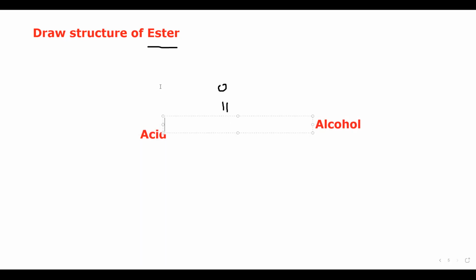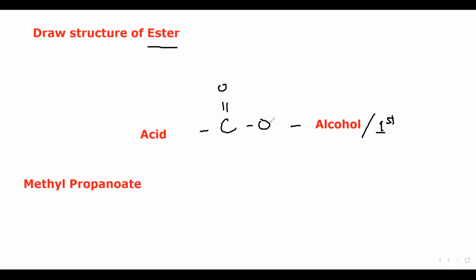Example, if I say I want to draw the structure of methyl propanoate. From the name we identify it as an ester. The first part of the name is attached with oxygen and the second part of the name is attached with carbon. So first we draw C double bonded with O. That is the first thing. Now methyl.